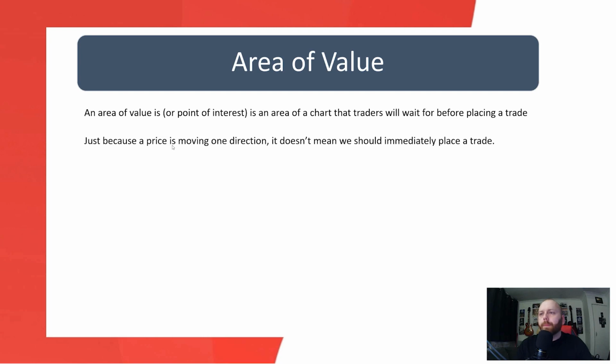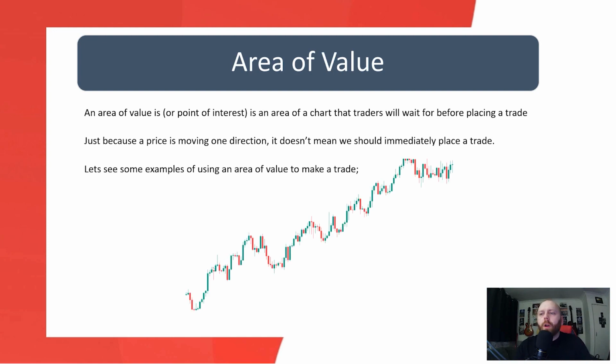So, like I said, just because price moves one direction doesn't mean we should immediately place a trade. And I think the best thing to do is, let's see some examples of using an area of value to actually make a trade, okay? So here we've got, again, a bull market. We know it's a bull market because it's creating higher highs and higher lows.